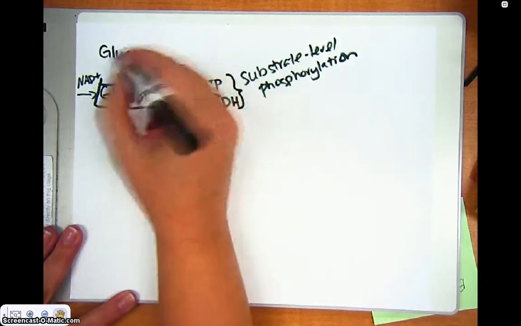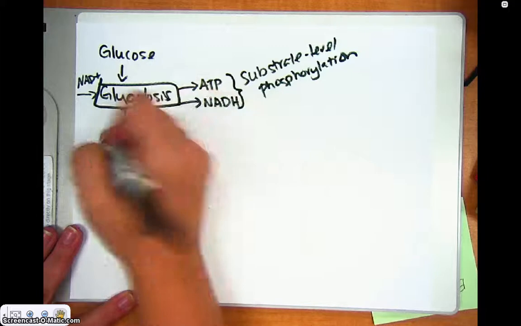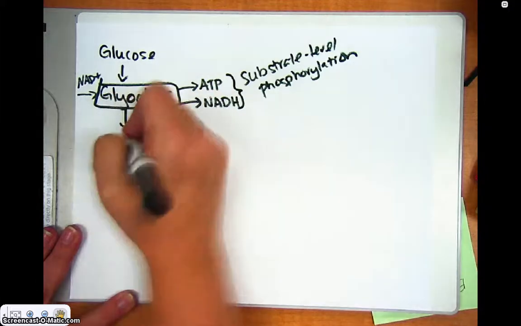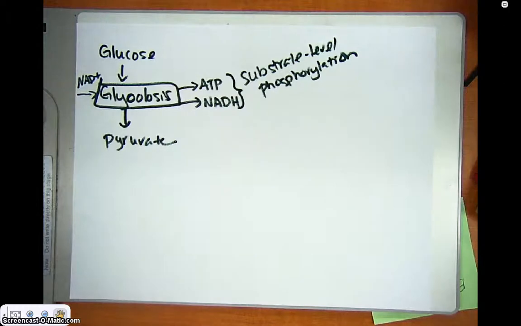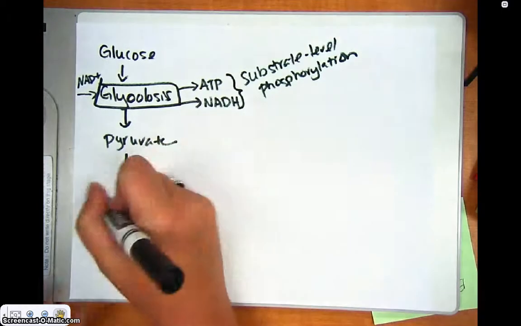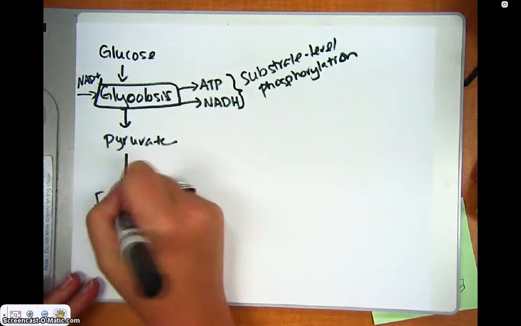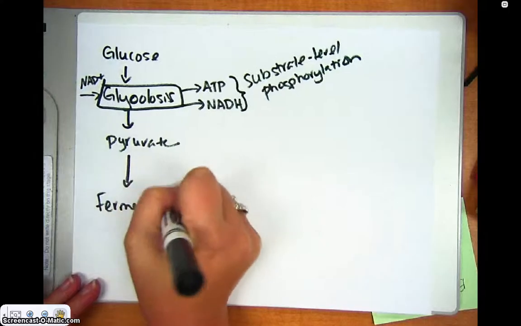Now, after we take glucose and it undergoes glycolysis, what it ends up being is pyruvate. At that point, we have the decision as a bacteria whether or not you are an organism that lives and uses oxygen, or whether or not you're one that does not use oxygen. If you do not use oxygen, then this pyruvate is going to undergo the process of fermentation.